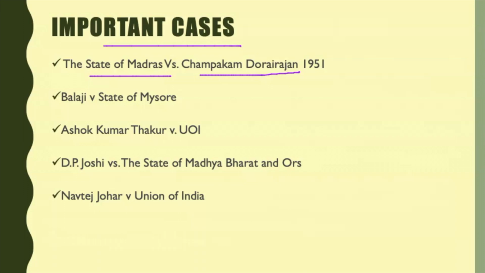So after this particular case, the first constitutional amendment added clause 4, which we have just discussed, which talks about making special provisions for the advancement of socially and educationally backward classes of citizens or for scheduled castes and scheduled tribes. The second important case that you must read is Balaji versus State of Mysore. It again talks about a reservation order issued by the Mysore government, which treated caste as the sole criterion for discrimination, and the Supreme Court in this particular case stated that caste cannot be the sole criterion for determining social and educational backwardness.